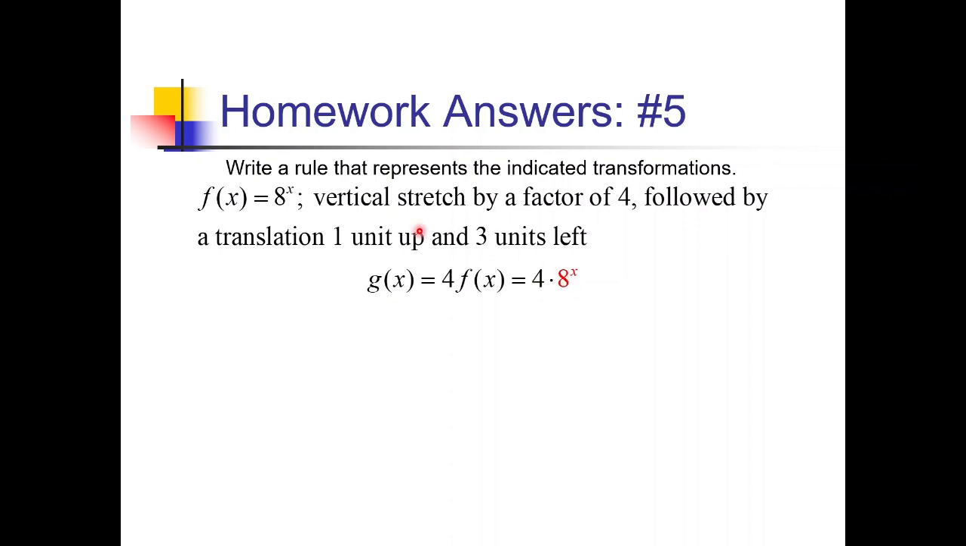Next up, if I'm translating up 1, I'm going to create an h function that does g of x plus 1. And if I'm translating 3 left, I'll actually also throw that in there. I'll do x plus 3 in here to go left 3. So when I plug all this into my g function, I'm going to have 4 times 8 to the, and now the new exponent is this x plus 3, and then we just have this plus 1 hanging out here.